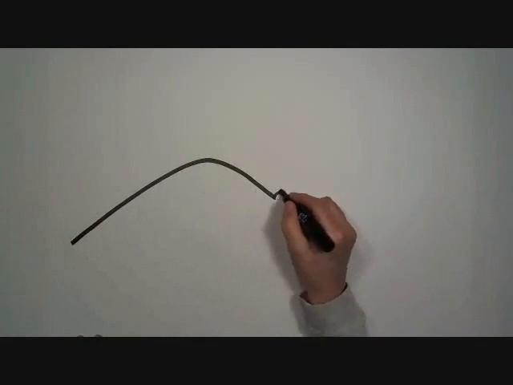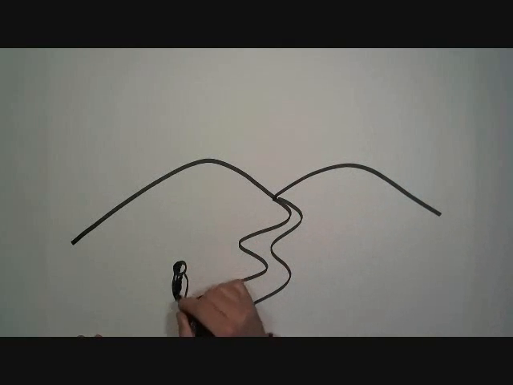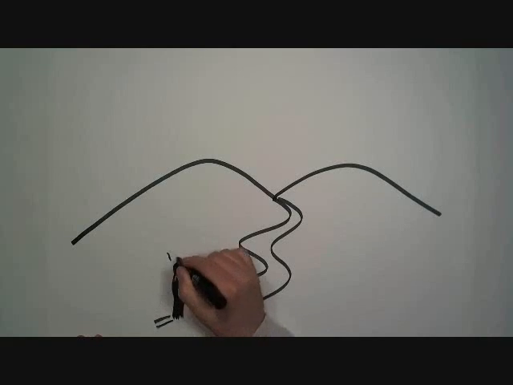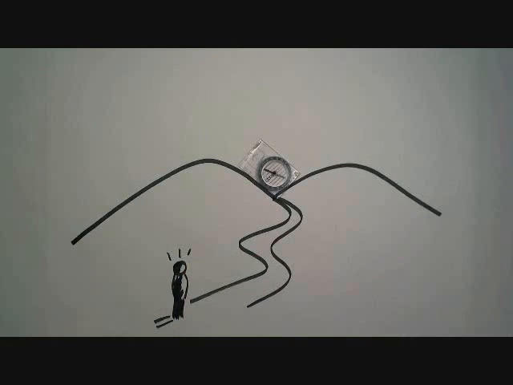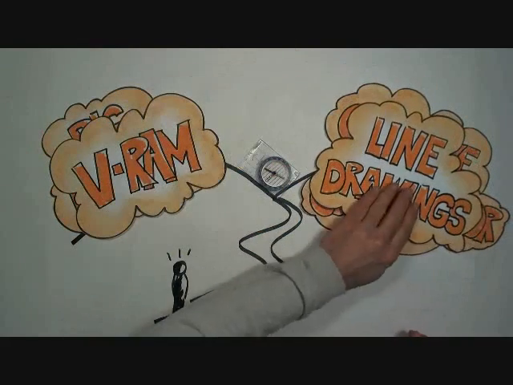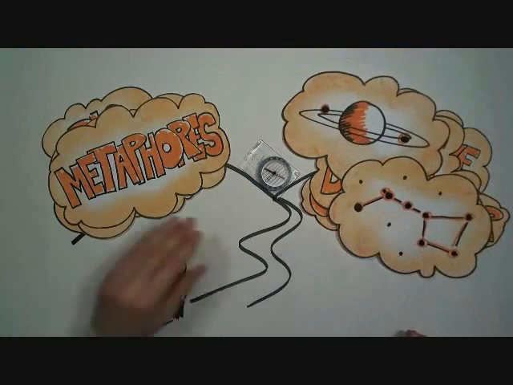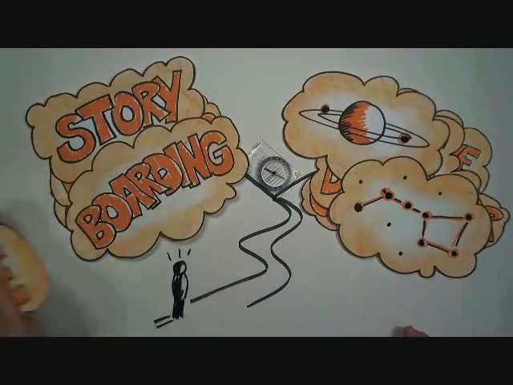Well, the big picture. It's all about getting a roadmap. And not just a roadmap of how to find our way, but also giving us a compass to find our way along that road. And we're going to use things like big paper, which acts as a cognitive co-processor, which expands our visual random access memory, and line drawings, which are metaphors. We're going to constellate ideas out. We're going to use storyboarding.